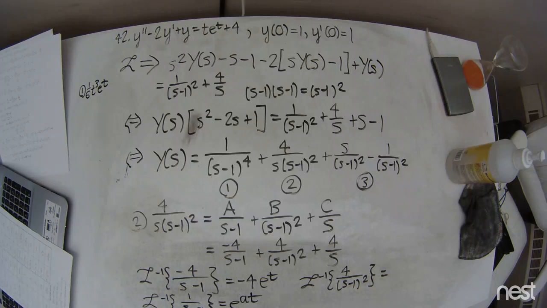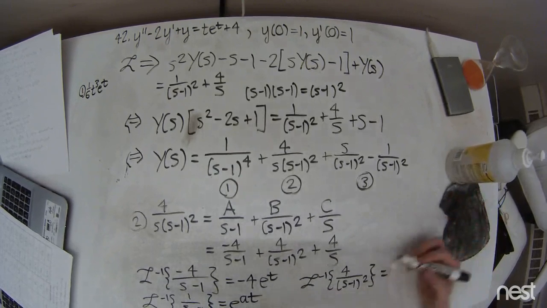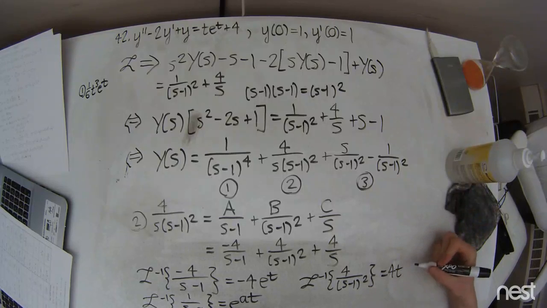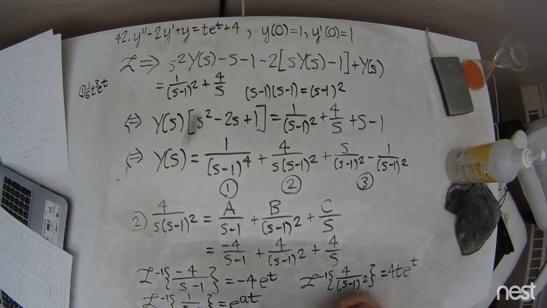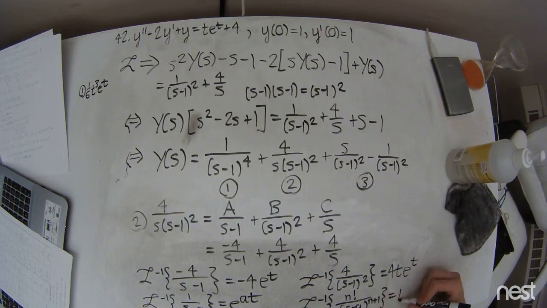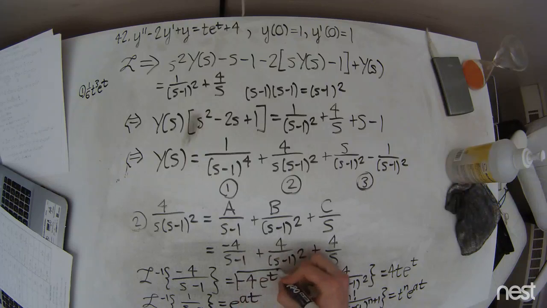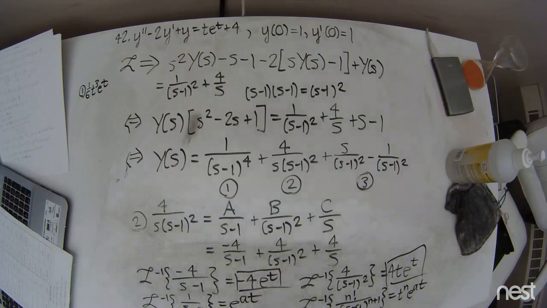This one is going to equal, let's see, 2 times, no, I don't think that's what it is. It's 4 times t to the power of 1 times e to the 1 times t. And that comes from the identity n factorial over s minus a to the n plus 1 equals t to the n e to the at. All right, so we've got two of the terms. Now we just need the last one.